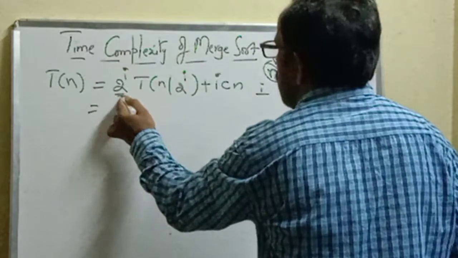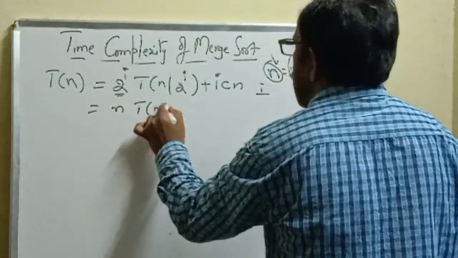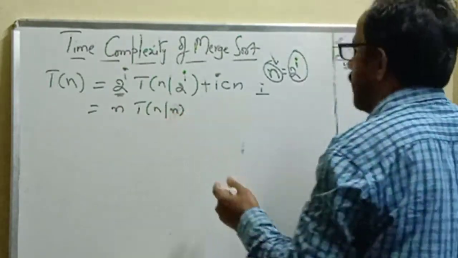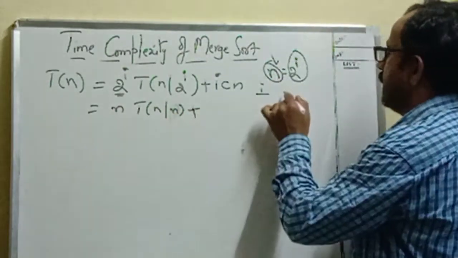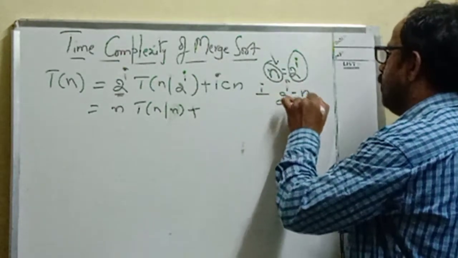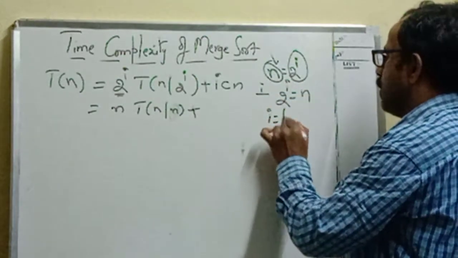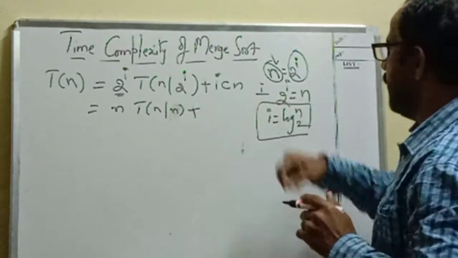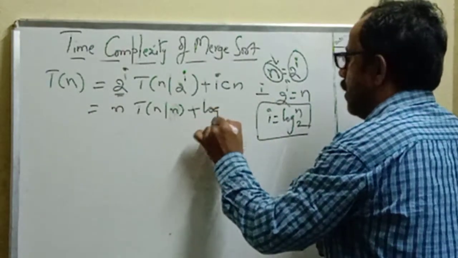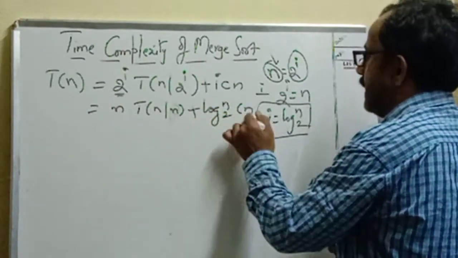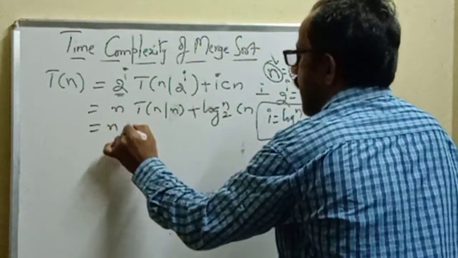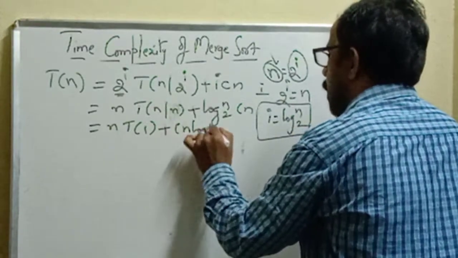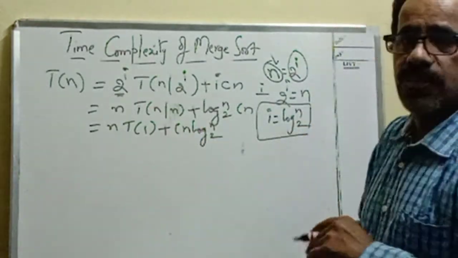Then simply replace 2 power i with n. In T of n by 2 power i, 2 power i is equal to n. But what is i? If 2 power i equals n, then i becomes log n base 2. Then simply replace i with log n base 2, so we get log n base 2 times Cn. Then bring this Cn to this side. So n times T of n by n, that is T of 1, plus Cn log n base 2. This is the simplified one.